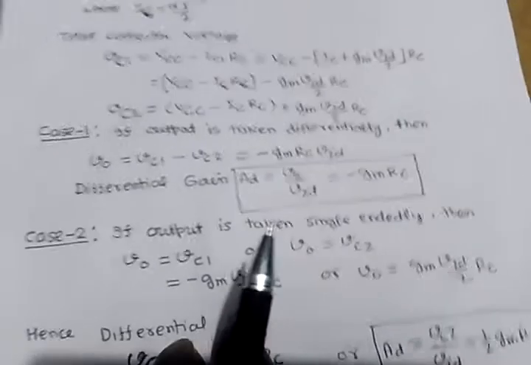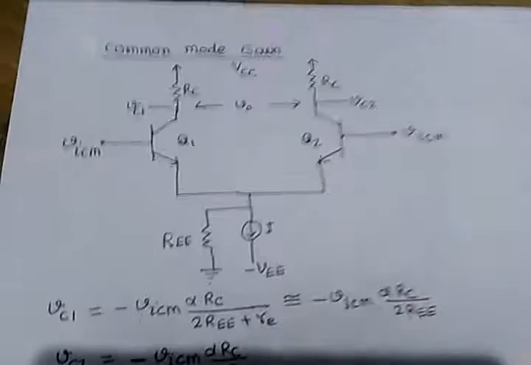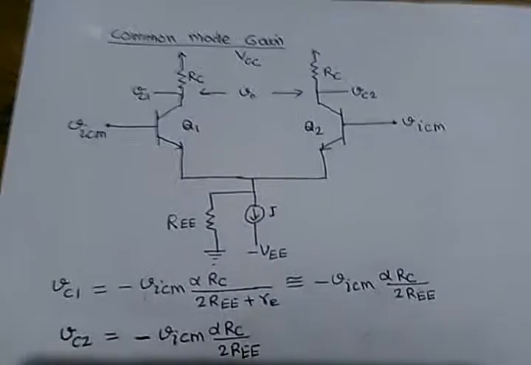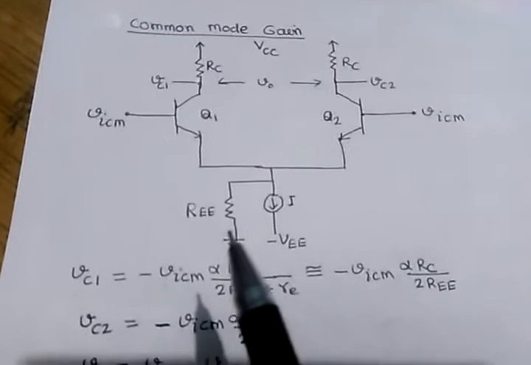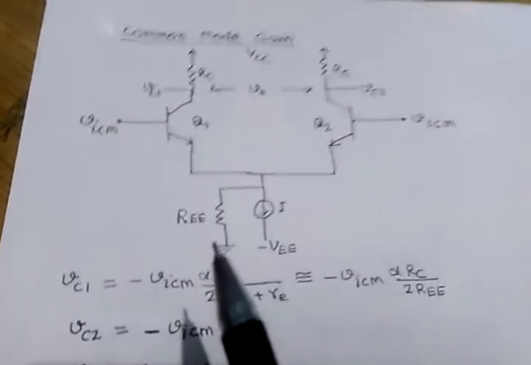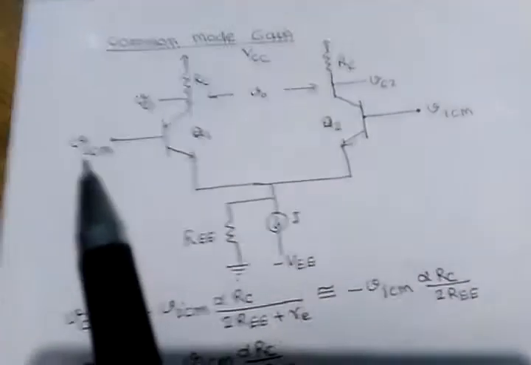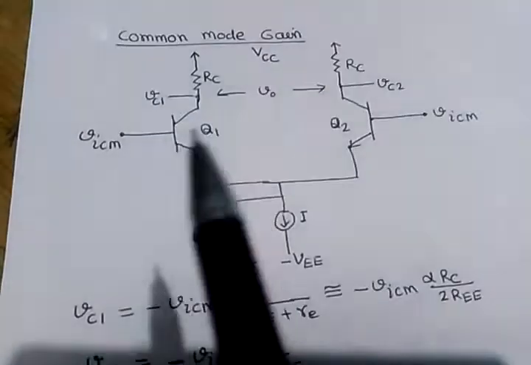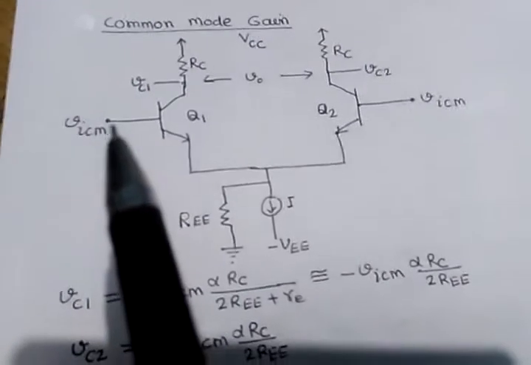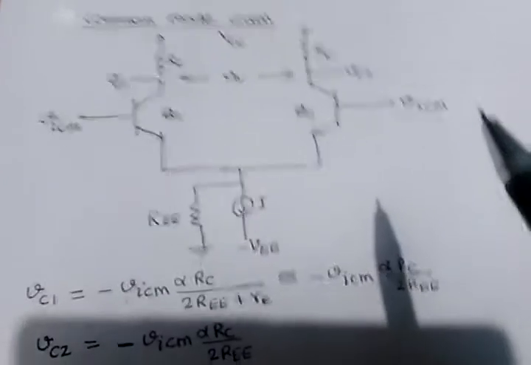So this is the expression for the differential gain of the BJT differential pair or differential amplifier. Now we will find the common mode gain. For that, consider this circuit. RE is the emitter resistance, external emitter resistance. In this case, a common signal VICM is applied at both the inputs. At the base of Q1 we have applied VICM. The same signal is applied at the base of Q2.